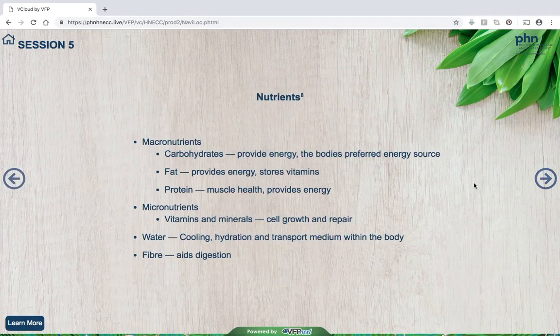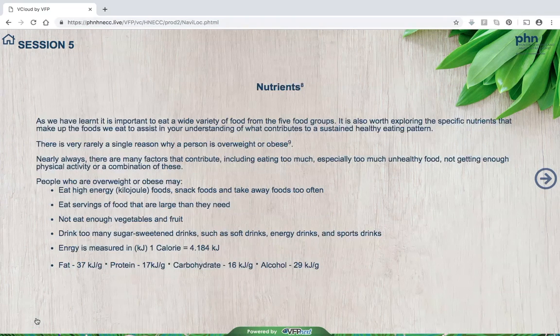we can have a basic discussion about macronutrients such as carbohydrates, fat and protein, and the benefits of why we need macronutrients. We can talk about micronutrients as well and why they're important. Also that fibre aids digestion and water is good for cooling, hydration and transport medium within the body. We can click on here to learn more, and that gives us some more information that you might want to share with your patient.